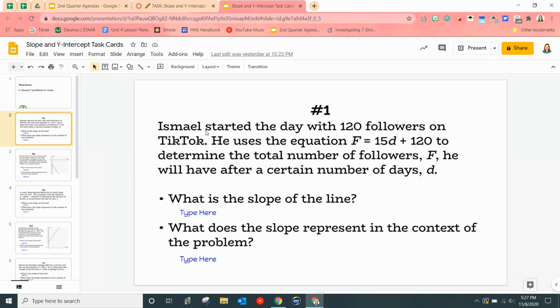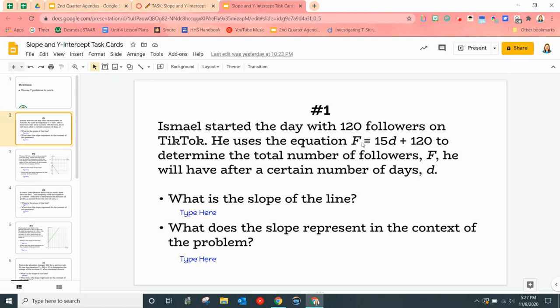So Ishmael, he started the day with 120 followers on TikTok. Now he uses this equation to determine the total number of followers, F, he will have after a certain number of days, D. It says, what is the slope of the line? Well, I don't see a line, right? They didn't give me a picture on this one, but I have an equation.